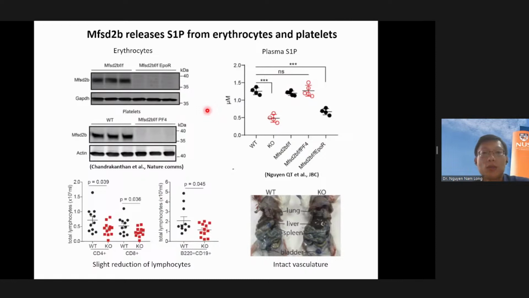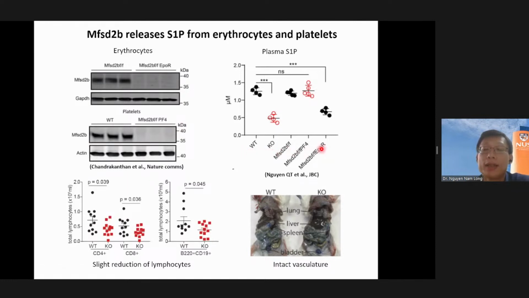In order to see which cell types express the protein MFSD2B, we knocked it out in erythrocytes. Here you can see that when we used the conditional knockout mice, the protein band is absent compared with the wild type mice, in this case in erythrocytes. We then also generated the platelet knockout mice, and as you can see, the protein is also absent in the platelets.